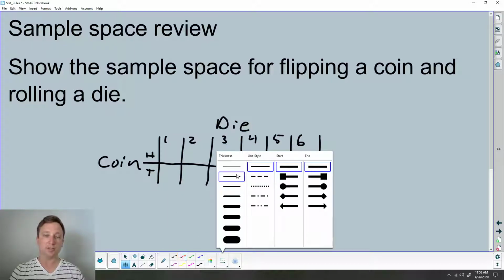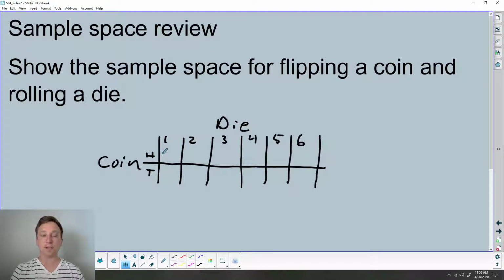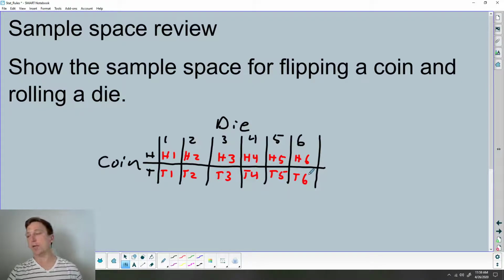So if we go ahead and write this out, if I flip the coin first, I can have a heads and a 1 or a tails and a 1. I can have a heads and a 2 or a tails and a 2. I can have a heads and a 3 or a tails and a 3, and all the way down. And then finally heads and a 6 or a tails and a 6. So if I were to ask, well, what's the probability that I get a heads and roll a 3, I just look at this and I say, well, there's only one of these outcomes in the sample space that satisfies it, and there's 12 total. So that would be my probability.